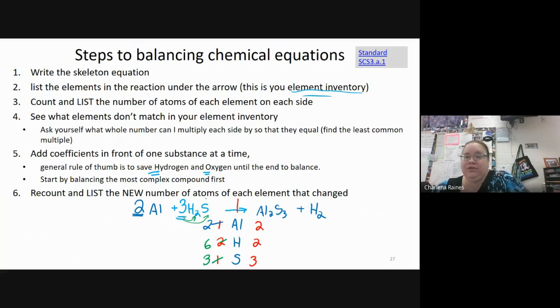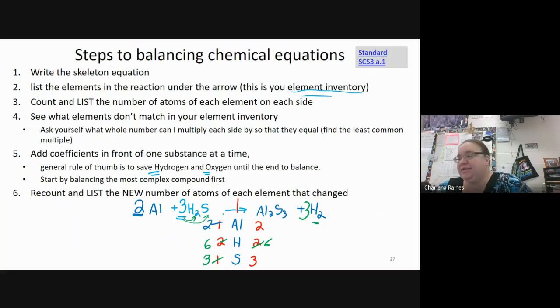I ask myself which side needs more. Well, this time the product side is going to need more. I have a 2 and a 6. My least common multiple is 6. So what times 2 will give me 6? Well, 3 times 2 will give me 6 hydrogens.